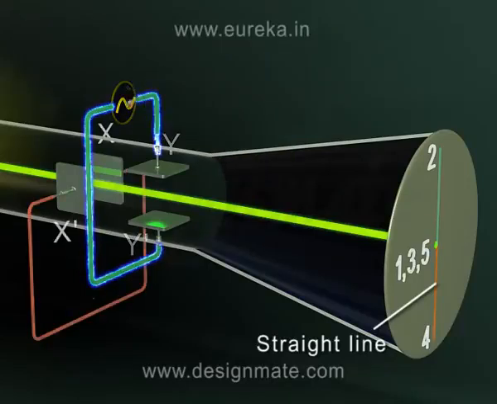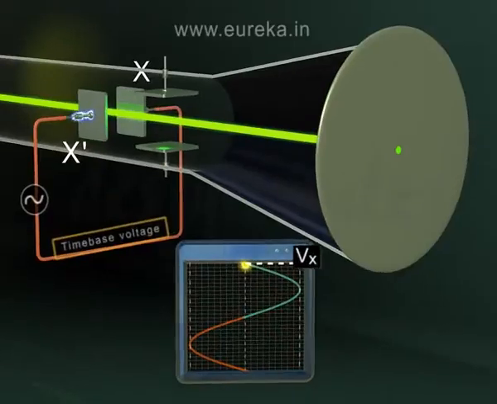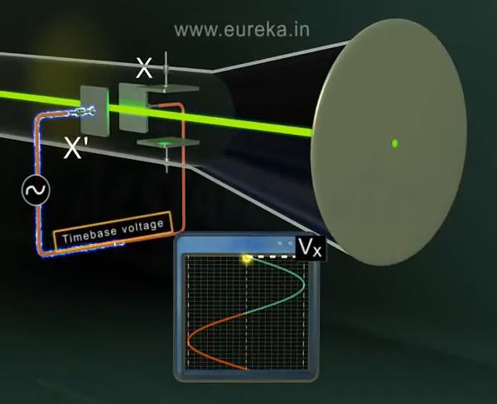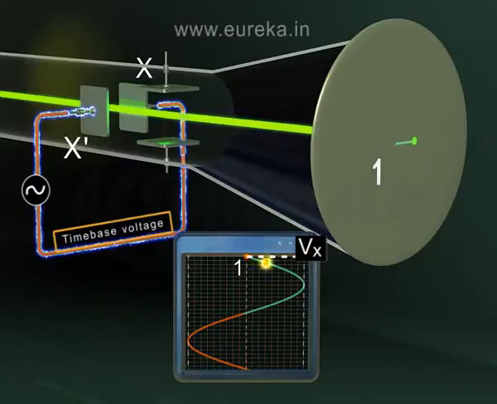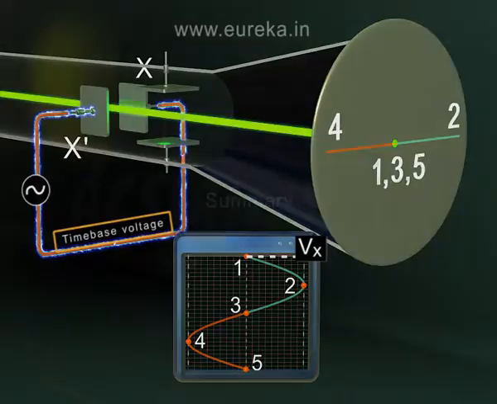Similarly, when a potential difference or AC signal, time-based voltage, is applied to X-X' plates, it makes the spot move in the horizontal direction. Applying sinusoidal signal, the spot reaches the end of the screen and again flies back to the starting point, tracing out a straight line on the screen.